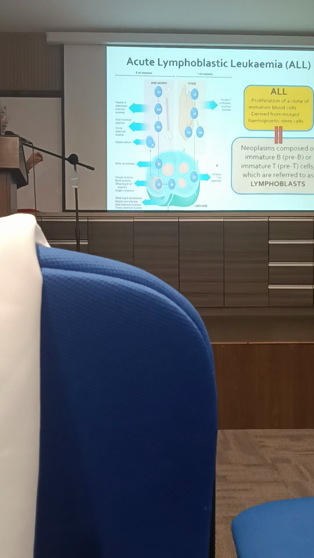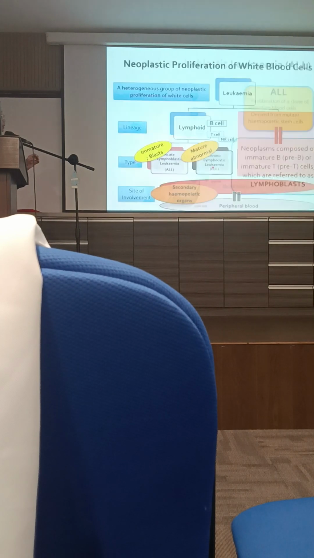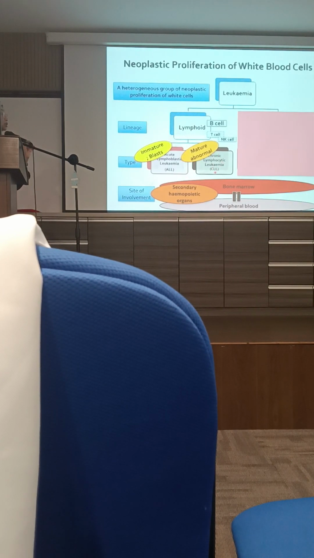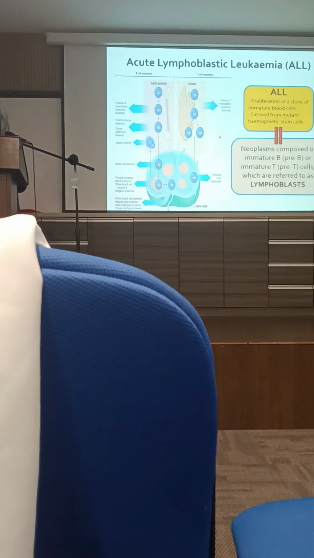And for your chronic lymphocytic leukemia, the neoplastic cells are mainly made out of mature cells. Those cells look like you and me, normal, like other lymphocytes, but they are genetically abnormal. So they are abnormal, mature lymphoid cells. Okay, can?